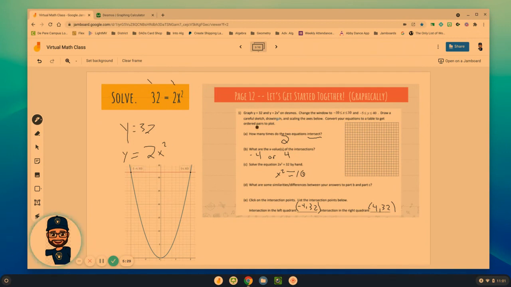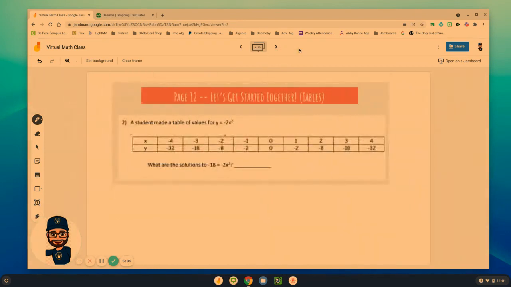Now we can do a similar process from a table, right? From a table, y equals -2x squared, and a student made the table for us. So we changed the problem slightly. Y equals -2x squared, and they made a table for us, and we're going to assume their table is correct. They're going to ask us, though, what are the solutions to -18 equals -2x squared?